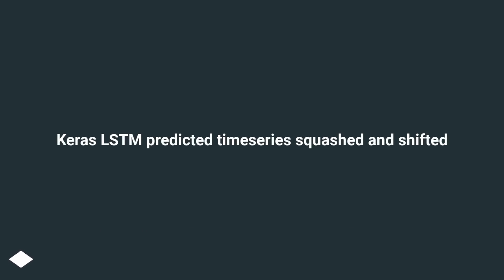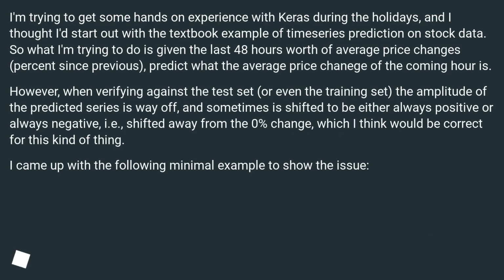Keras LSTM predicted time series squashed and shifted. I'm trying to get some hands-on experience with Keras during the holidays, and I thought I'd start out with the textbook example of time series prediction on stock data. So what I'm trying to do is, given the last 48 hours worth of average price changes, percent since previous, predict what the average price change of the coming hour is.